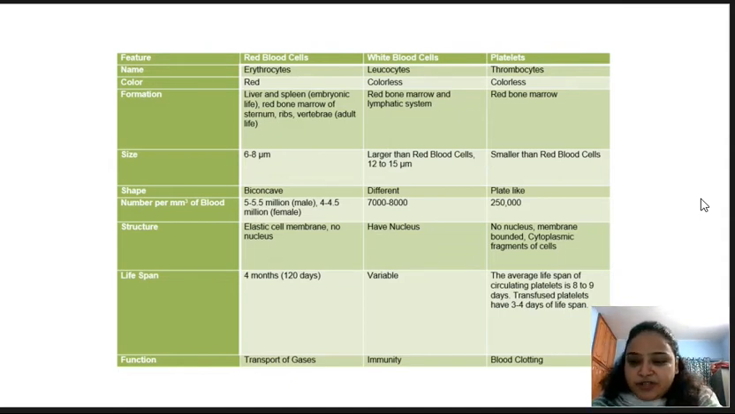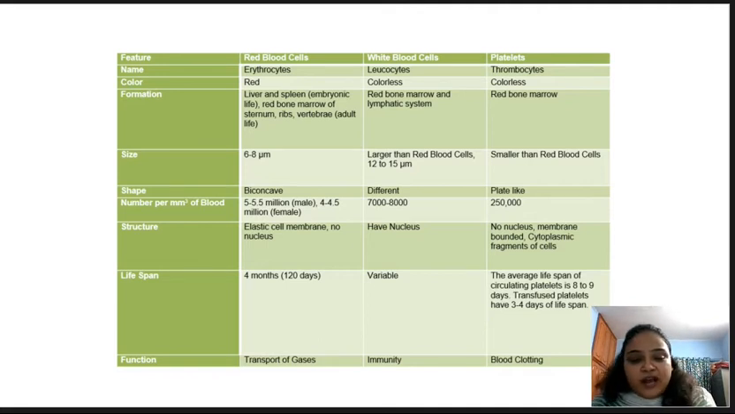The next is the WBCs, also known as the leukocytes. It is colorless. It is around 7,000 to 8,000. It has a nucleus. Its size is irregular. Its function is immunity. The last is platelets, also known as thrombocytes. They help in clotting.